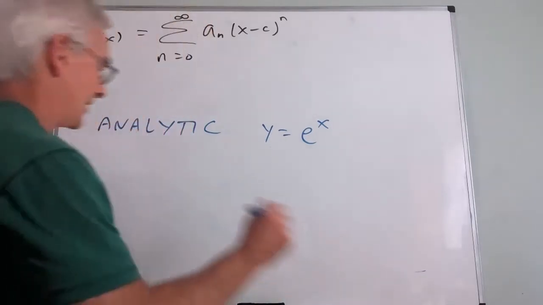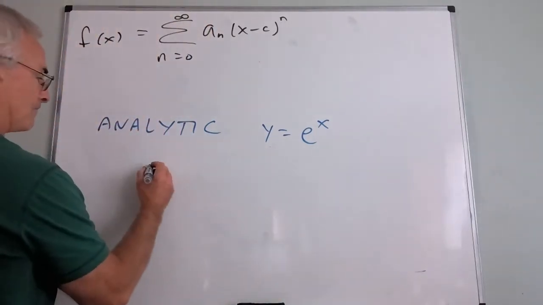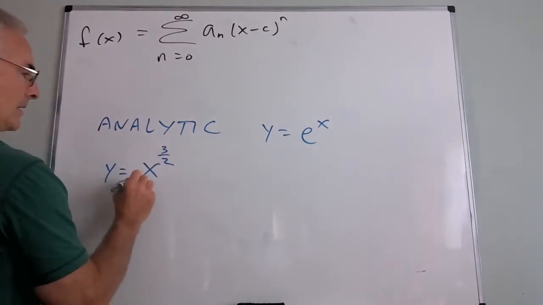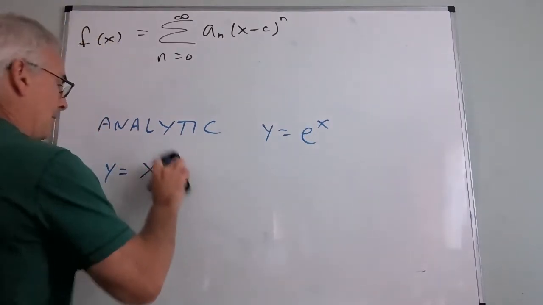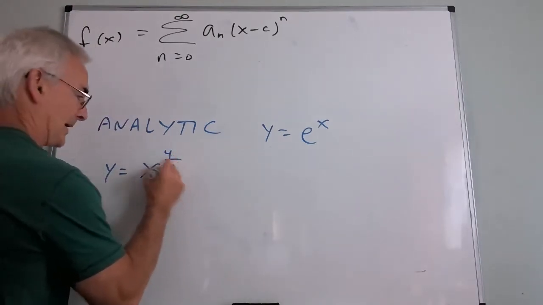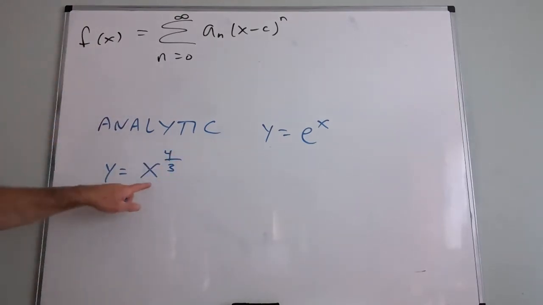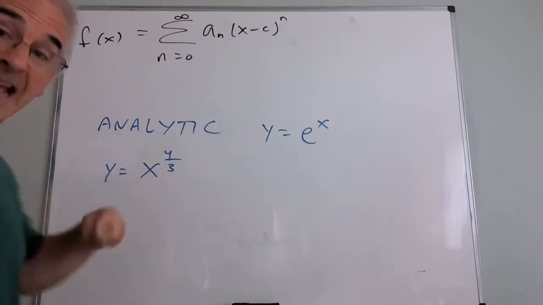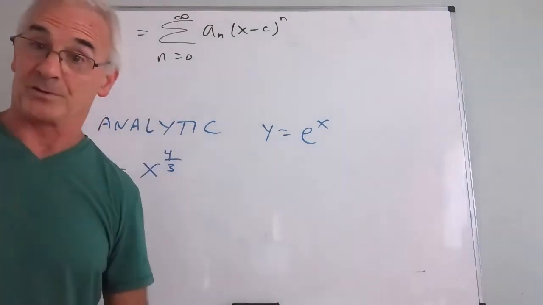How about something like x to the 3/2 power? Actually, let me change it. I want to make it so I can do negatives. Sorry, x to the 4/3 power. This is defined for all real numbers. There's no problems; I can use negatives because I have a cube root. This is defined and continuous for all real numbers.